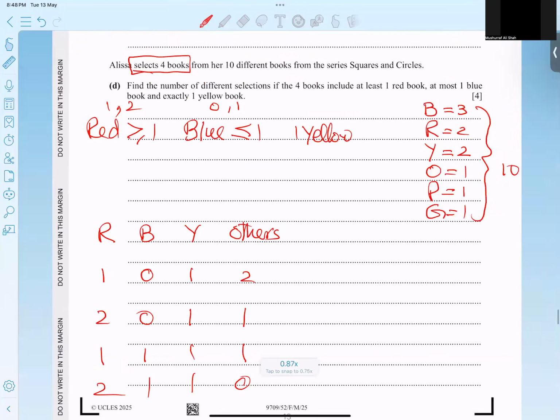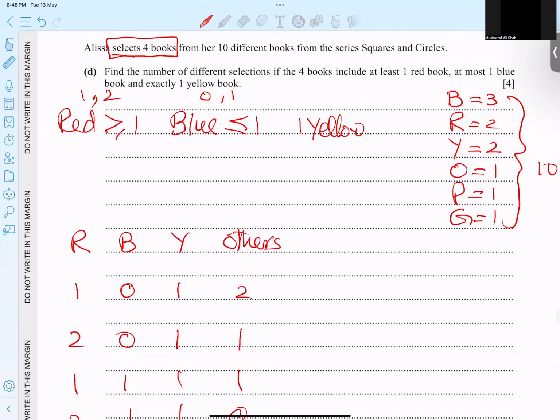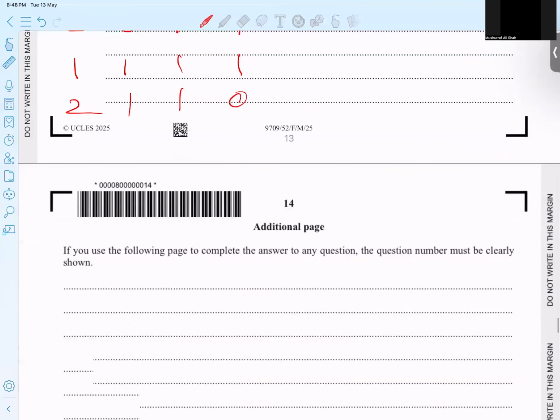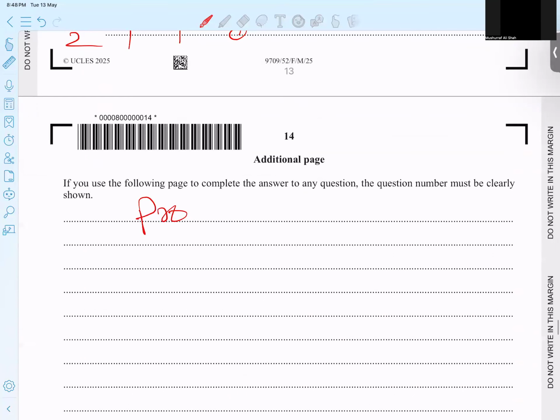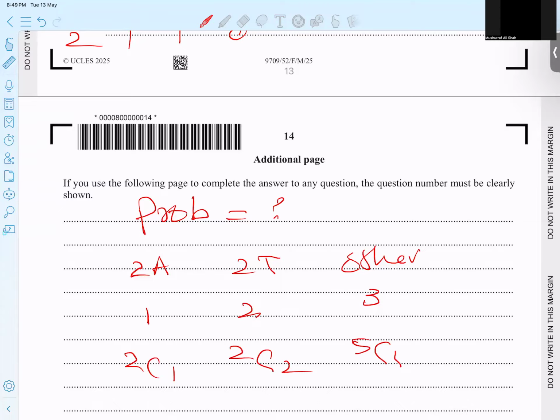Now, student, I know you have a question in your mind, which I discussed in my previous lectures. Whenever you are asked to find a probability, for example, 2 A's or 2 T's, and other letters come, we never take the probability options. For example, if I take 1 A, I must write 2C1. If I take 2 T's, I must write 2C2. If I take 3 others from 5, this is compulsory.